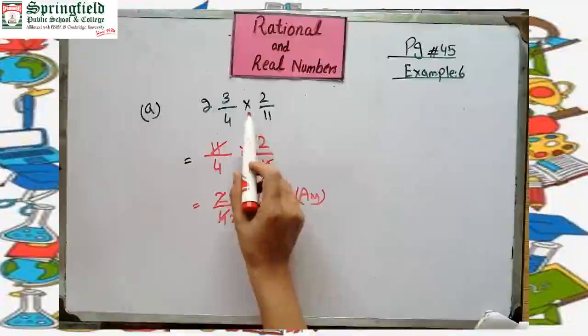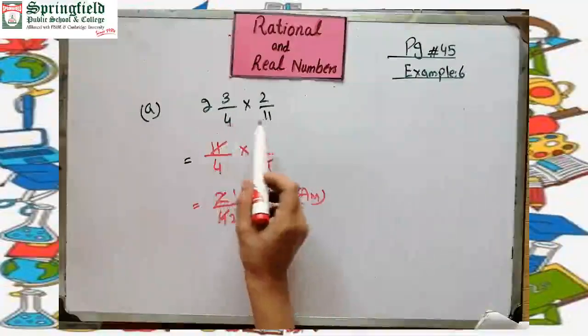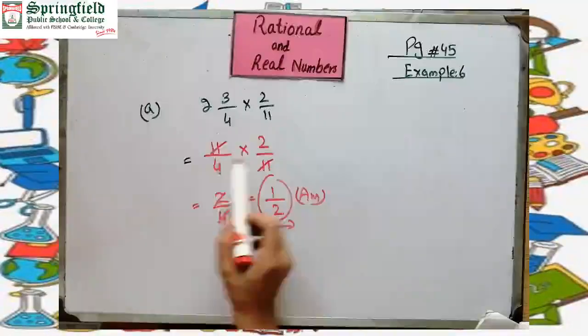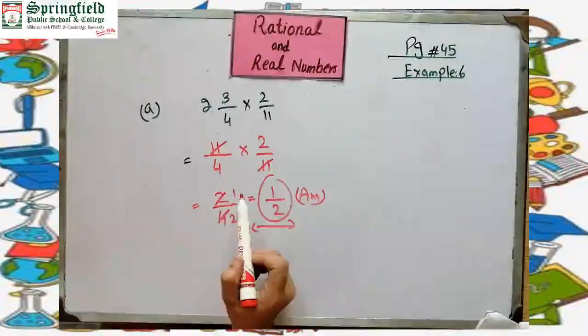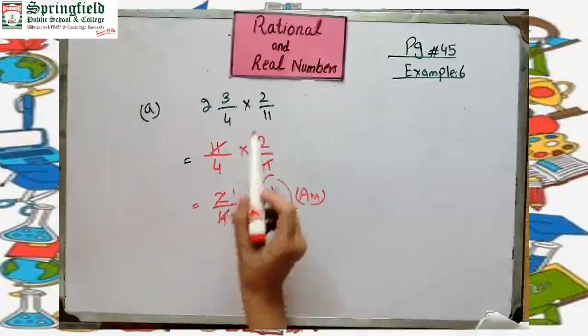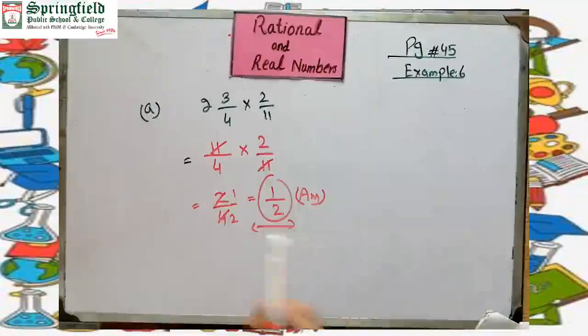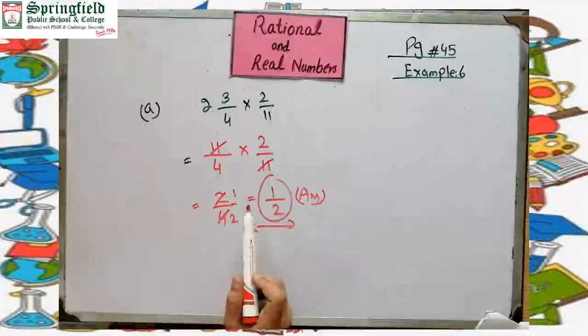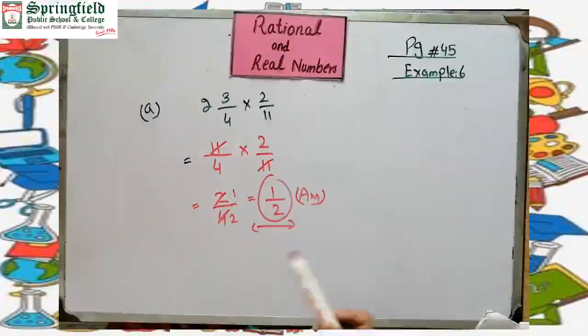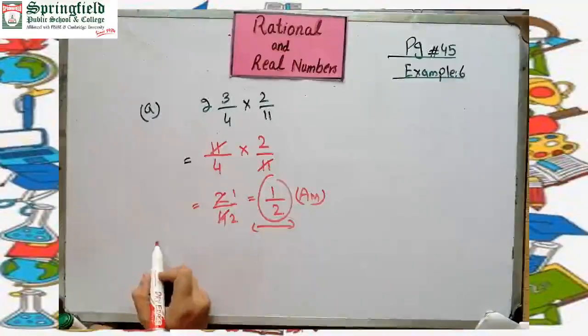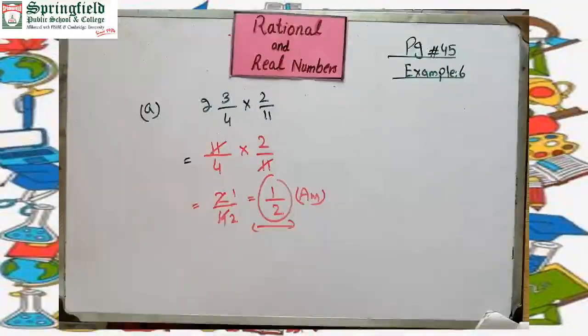Keep in mind that when two or more numbers are multiplied, we can cut in cross conditions. And if two or more numbers are added or subtracted, we cannot use the cutting method. We will find the LCM, and we will add and subtract by using the LCM. Understood? Okay. Now practice question.